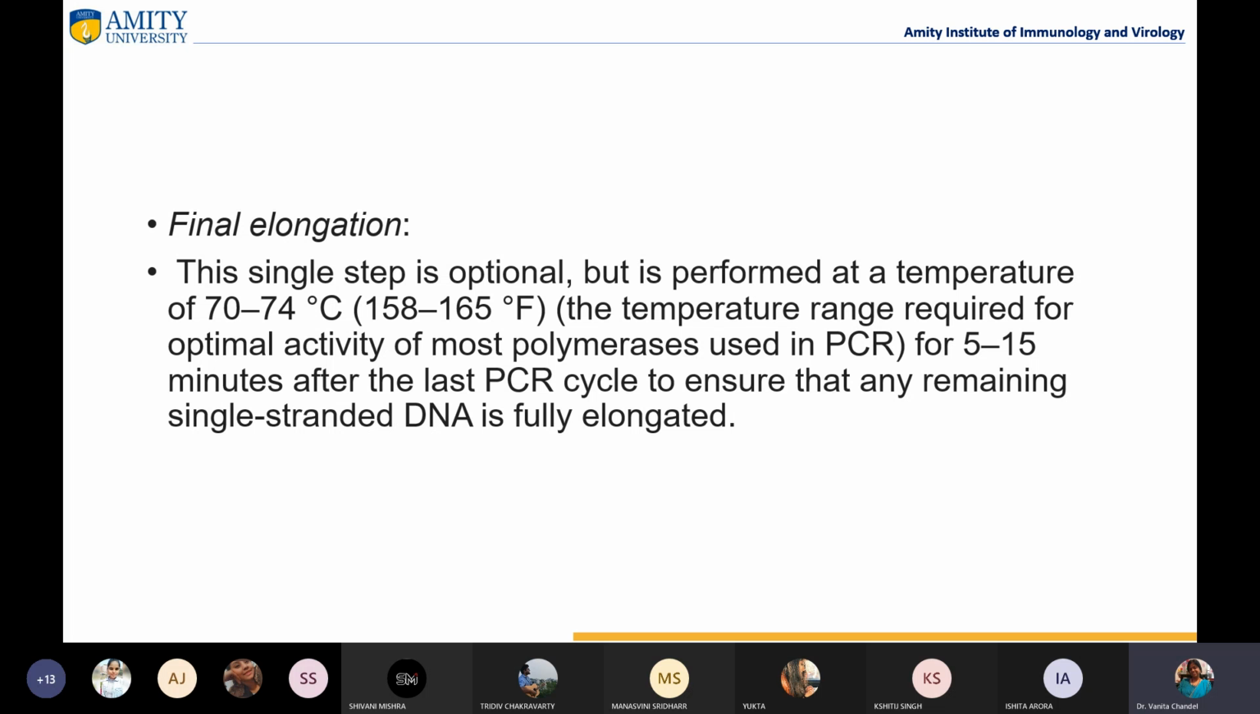Then this is the final elongation. This is optional, not recommended for every PCR, but we go for this. It is performed at a temperature of 70 to 74 degrees Celsius. At the end, in the last minute, it is to ensure any remaining single stranded DNA is fully elongated, just to give a chance. If elongation has not happened, it can happen in this step. So this is for that step.